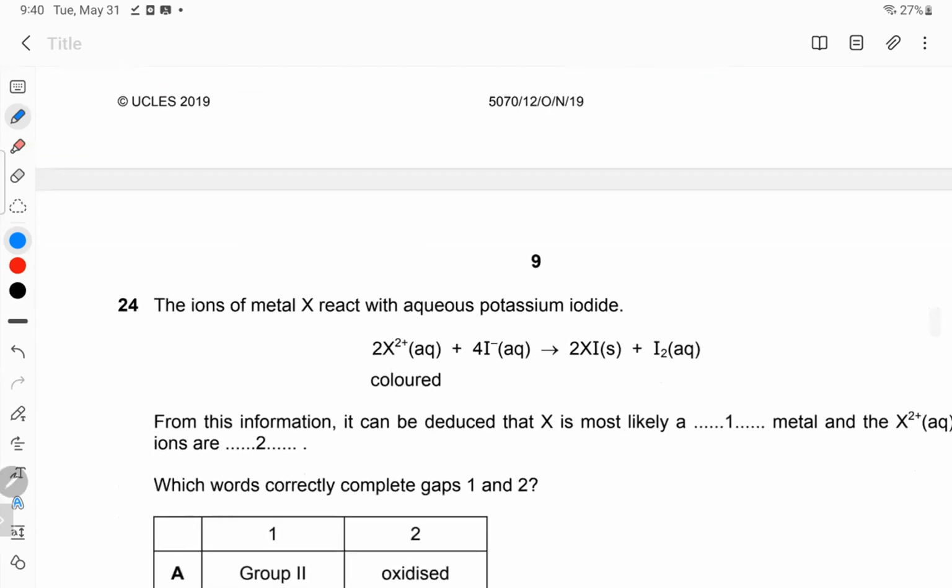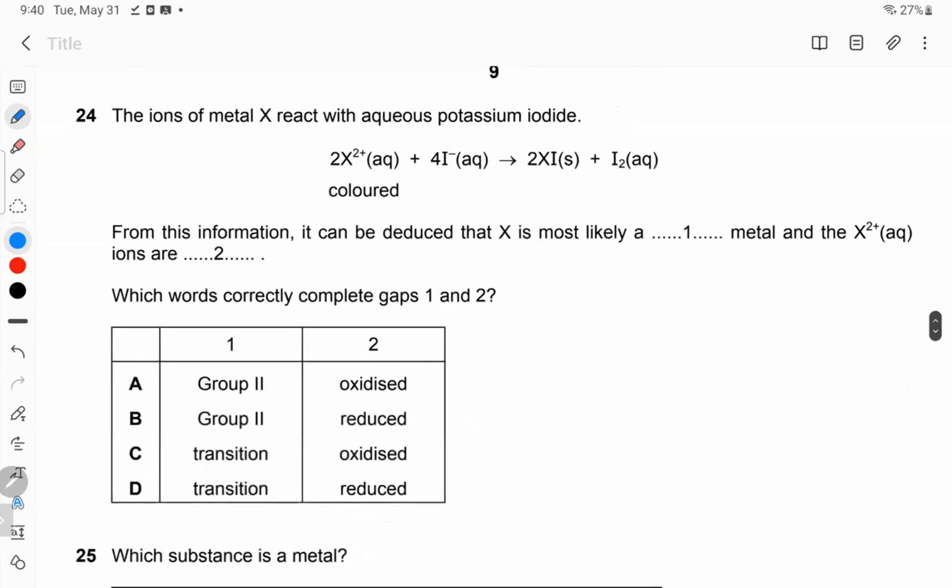Now question number 24. The ions of metal X react with aqueous potassium iodide. From this information, see, okay, they are colored. And here they have a +1 charge because I have a -1 charge over here, and here I is becoming 0. So I is changing from -1 to 0. Its oxidation number and its charge are getting bigger, which means it loses the electron, which means it is undergoing oxidation.